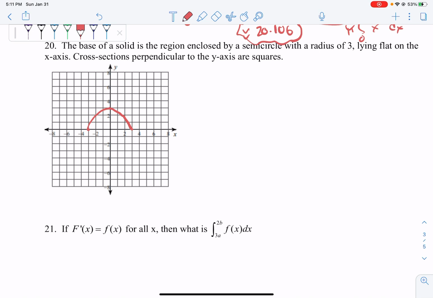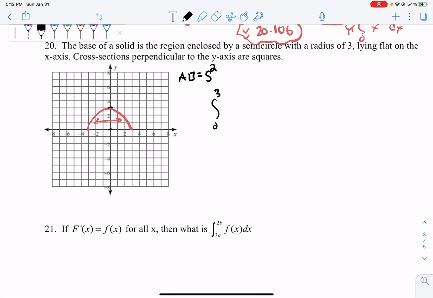It wants us to use cross sections perpendicular to the y-axis, and it wants them to be squares. So my squares, my cross sections, are going this way, left to right. Okay, so what we know, the area of a square is the side of the square squared, right? So that's not too bad of a formula to work with. We already know our endpoints. That's easy because I'm just going from 0 to 3.